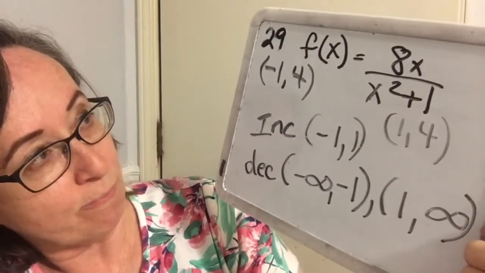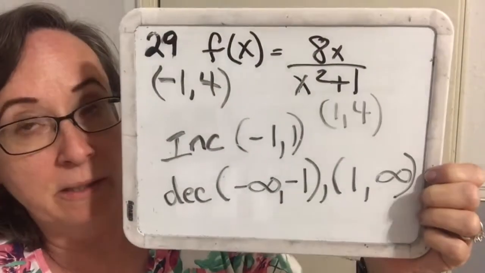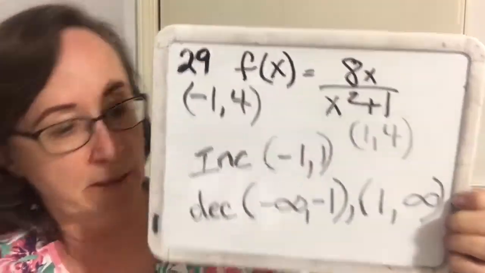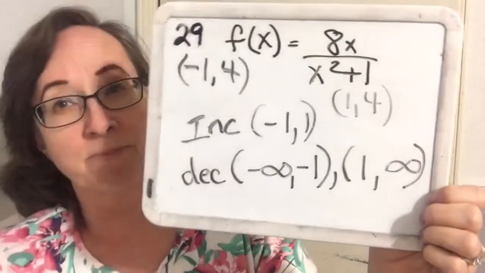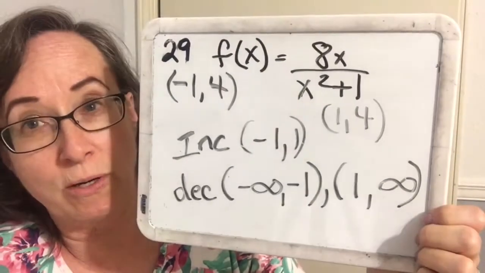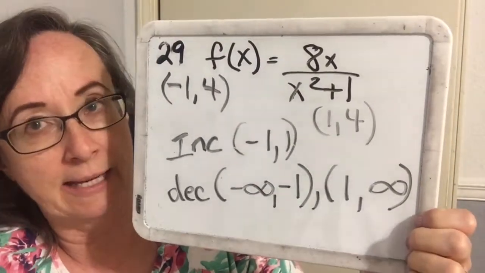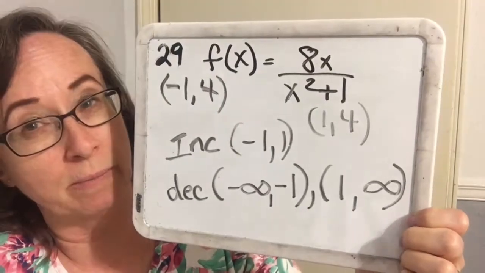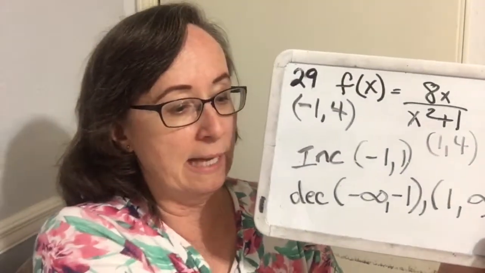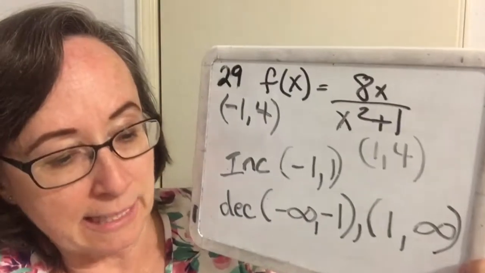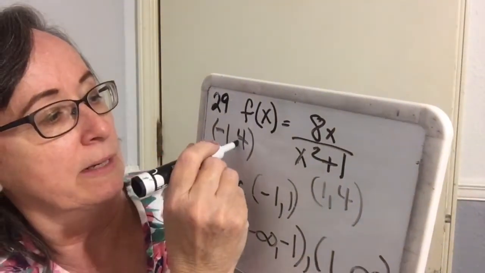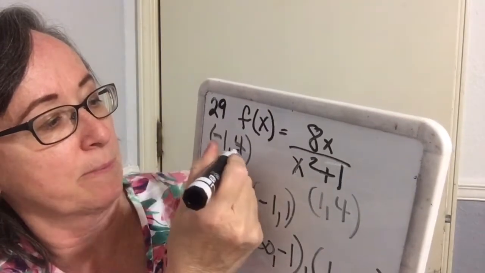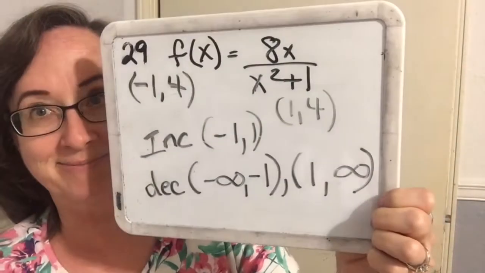Okay? And so if we were to describe the relative maximum, it was at 1, 4. So we'd say the relative maximum is a value of 4 at x equal to 1. We would say the relative minimum was -4 at -1. Okay, I don't think I wrote that down here. -1, -4, not +4. Okay, so that was number 29.